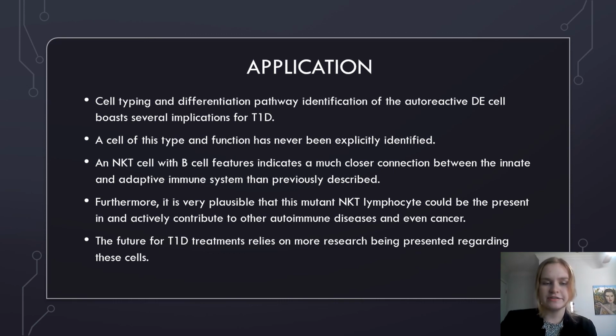Furthermore, a natural killer T cell and a B cell with B cell features indicates a much closer connection between the innate and adaptive immune system than previously described. And it is very plausible that this mutant lymphocyte could be in and actively contribute to other autoimmune diseases and even cancers, and the future of treatment relies on more research being presented regarding these cells.